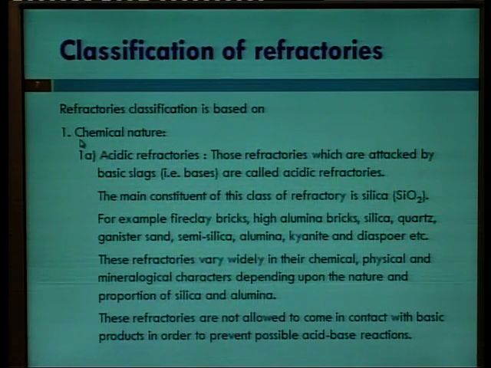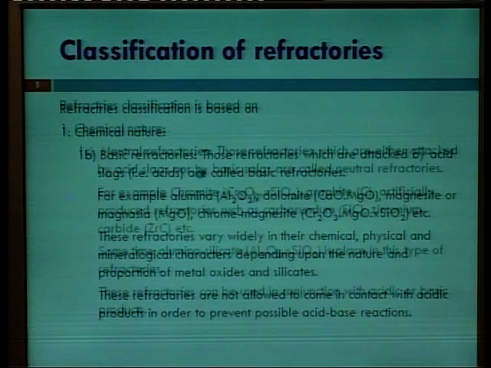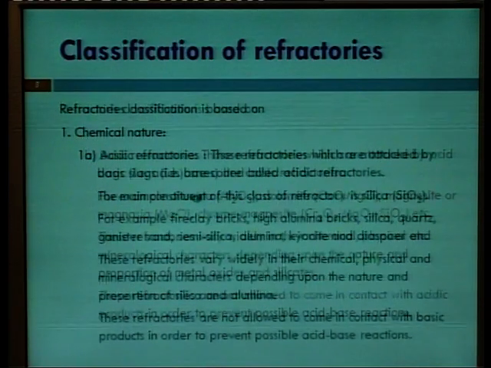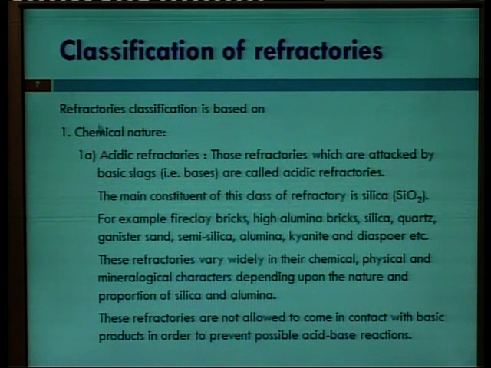So, what are those? It may be the chemical nature of a refractory, because we are studying chemistry and chemical composition becomes very important. Mechanical engineering looks at mechanical properties, but for us the primary basis is chemical nature. So, there may be acidic refractories, basic refractories, and neutral refractories. These are the three important types of refractories based purely on chemical nature.